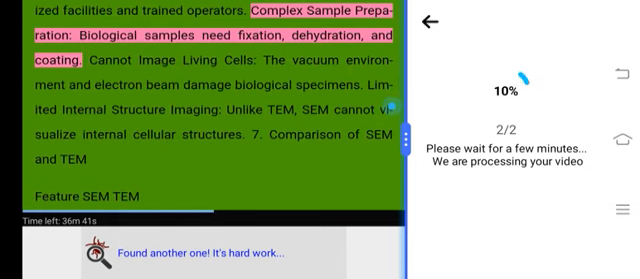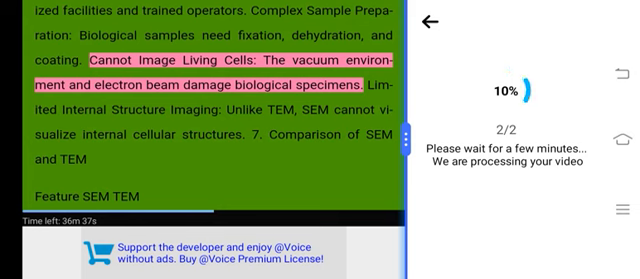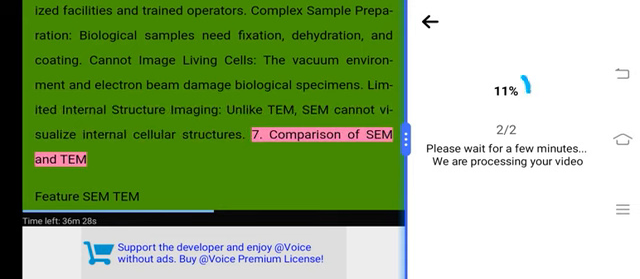Complex sample preparation, biological samples need fixation, dehydration, and coating. Cannot image living cells, the vacuum environment and electron beam damage biological specimens. Limited internal structure imaging, unlike TEM, SEM cannot visualize internal cellular structures. 7. Comparison of SEM and TEM.